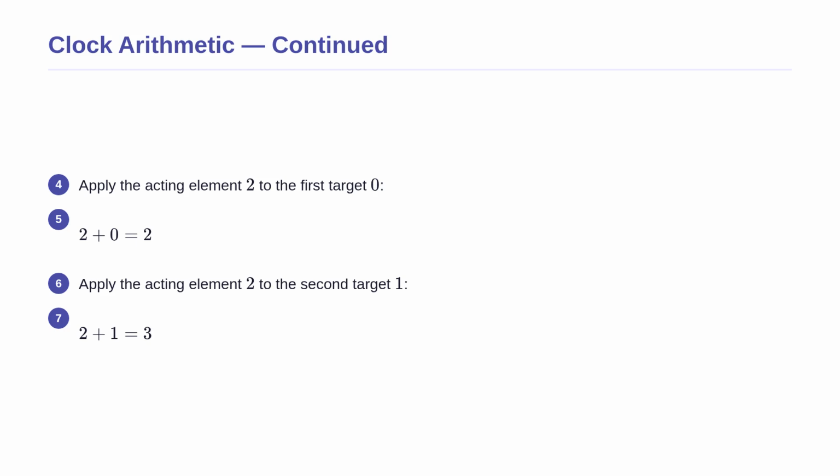Continuing with our clock arithmetic, we will now apply the acting element 2 to our targets. In the first step, we apply it to the first element of our set, 0. Because our group operation is addition, we simply add 2 and 0 together. The result is 2, meaning the element 0 has been shifted to the position of 2. Next, we move to the second element, 1. We again apply our acting element by adding them together from the left side. The standard arithmetic addition of 2 and 1 yields 3. The element 1 has been successfully shifted to the new value of 3. The pattern of uniform shifting is beginning to emerge.